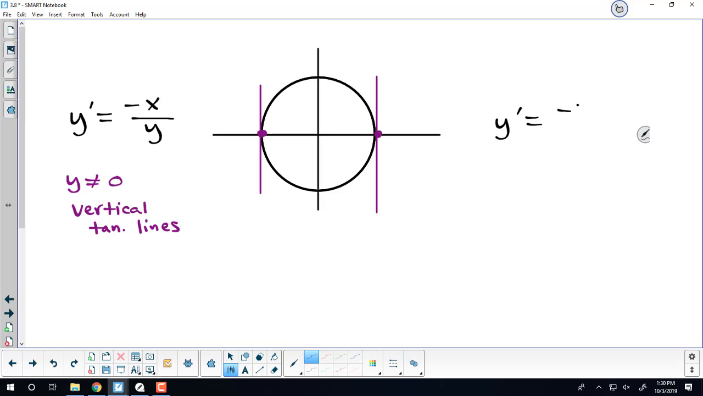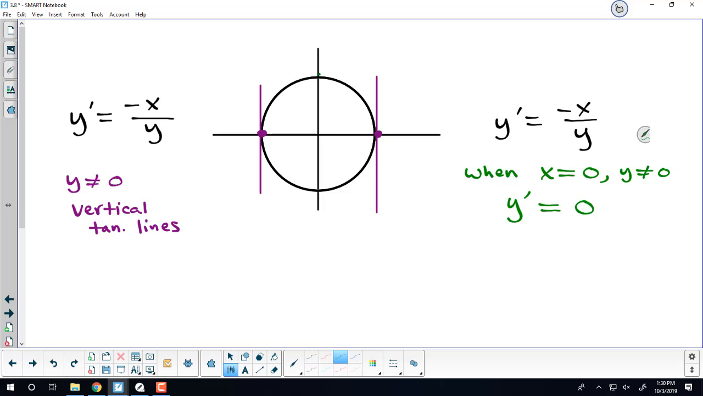In our derivative, negative x over y, what happens when x is equal to 0? Horizontal tangent line. Right, good. When x is equal to 0, and we should say y not 0, when x is 0 but y is not, the derivative is 0 itself, right? So the slope of the tangent line is 0, which means we have a horizontal tangent line. The derivative is 0, horizontal tangent line.